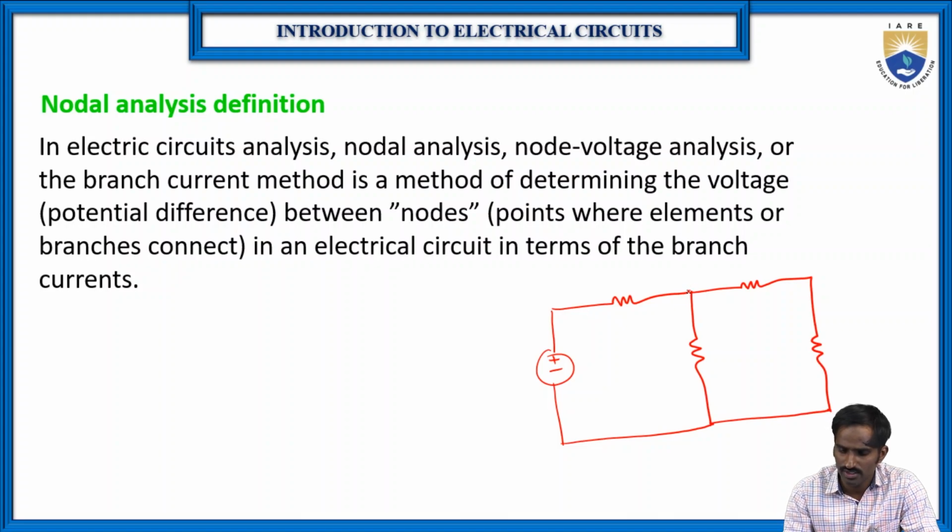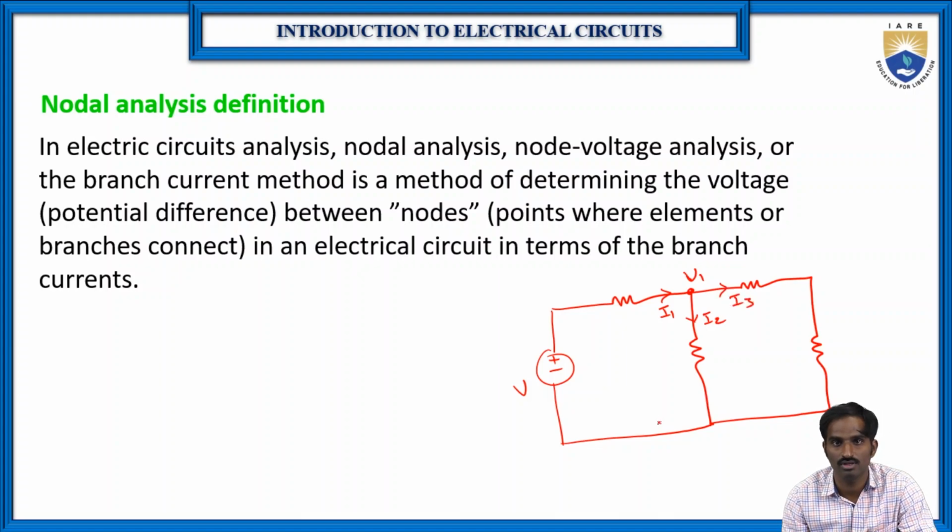Right. So here, let us consider this is the node. At this particular node, let us consider the voltage is V1. Of course, V is there. So here, for the nodal analysis, let us consider the currents I1, I2 and I3. The nodal voltage means node, so according to the node, what should we apply?